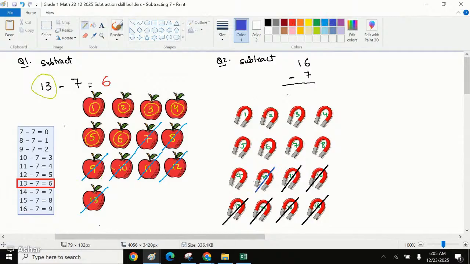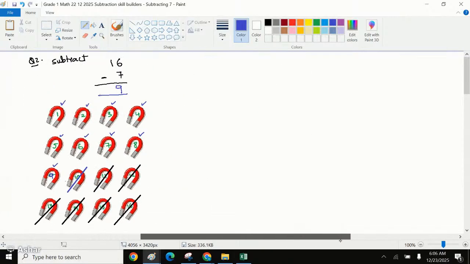It says 1, 2, 3, 4, 5, 6, 7, 8, and 9. That means we are left with 9. That means this would be equal to 9. Okay, 16 minus 7 is 9. Very good. Let's go to the next question.